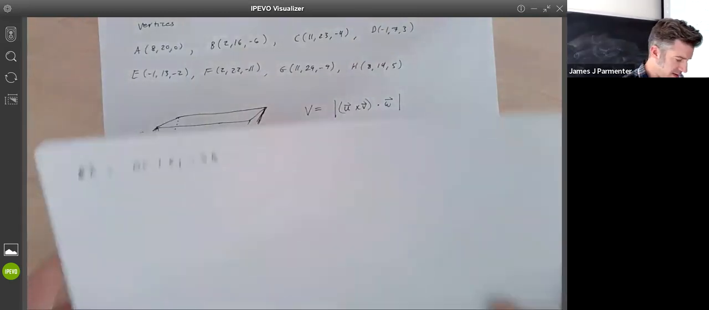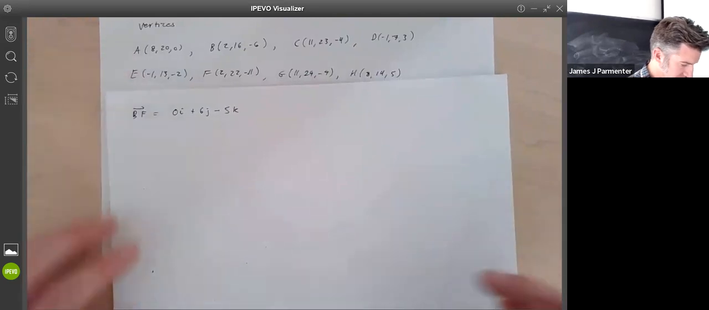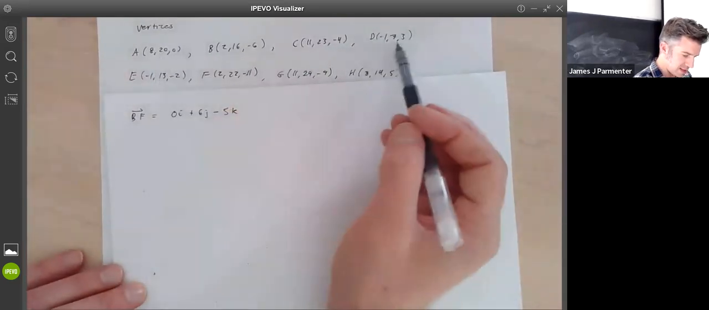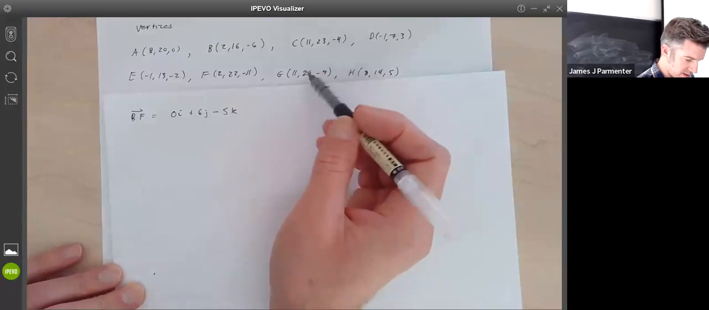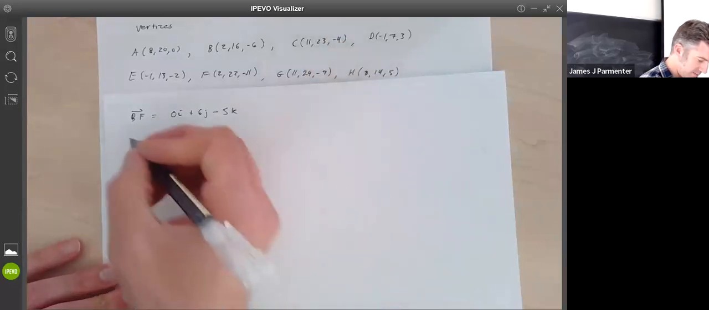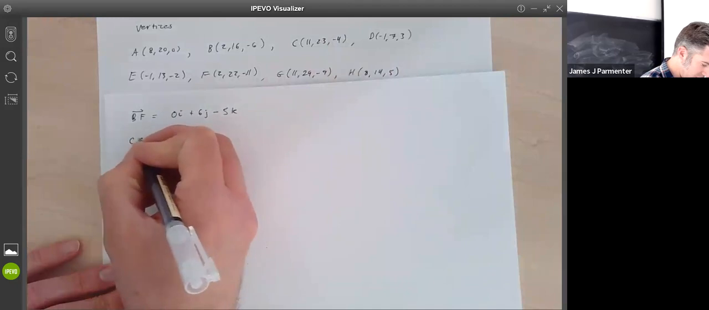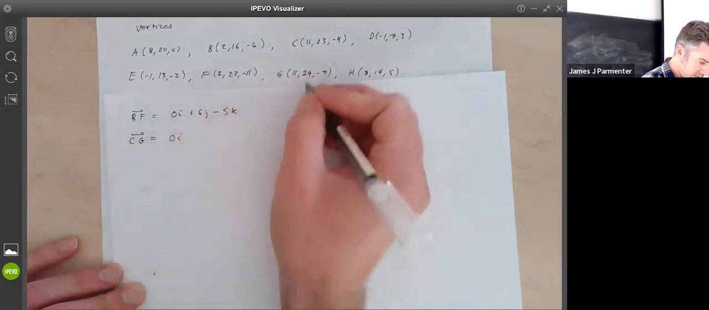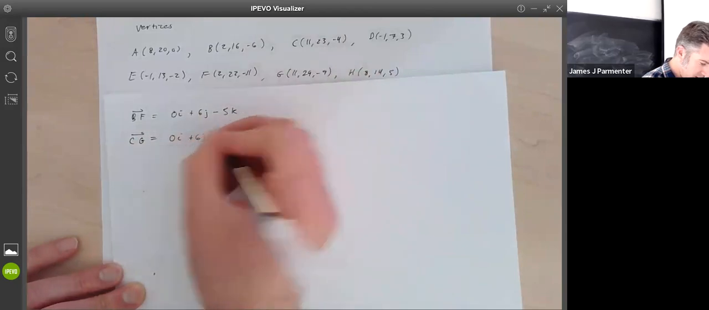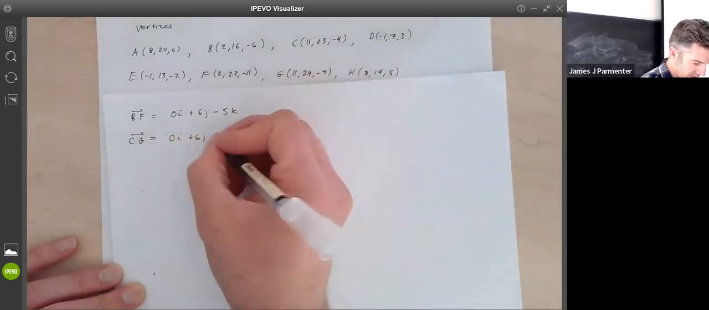And then I would love to find another vector. Let's see, I've already used A, E, D, and H. I just used B and F. I bet C and G is probably where I'm looking next. So let's see, if I do G minus C, so start at C and end at G, I'm going to get 11 minus 11, 29 minus 23, negative 9 minus negative 4 is minus 5.